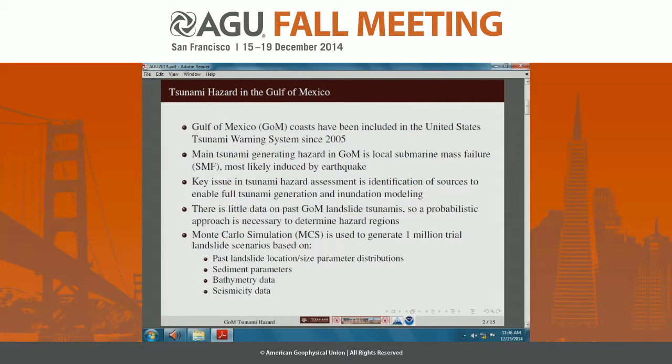And so for our purposes, a probabilistic approach is really the most appropriate to determine hazard within the Gulf of Mexico basin. So to do that, we implement a Monte Carlo simulation, or MCS technique, to generate 1 million trial scenarios based on distributions for past landslide size and location parameters, as well as sediment and bathymetry and seismicity data.